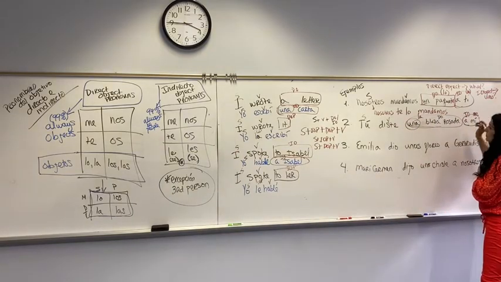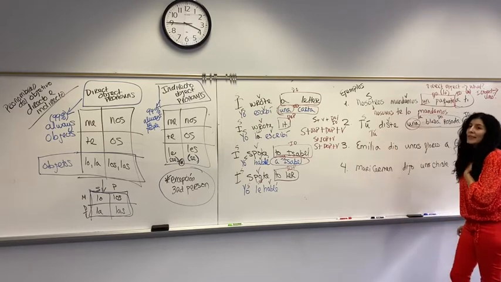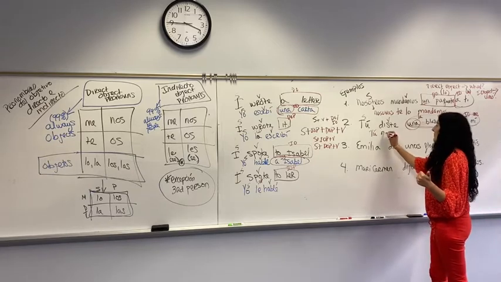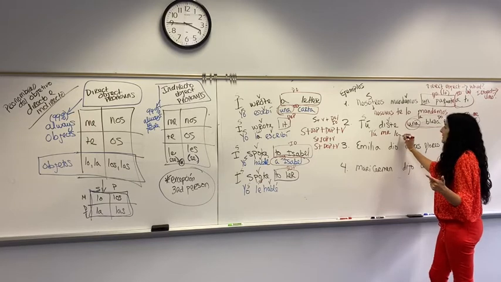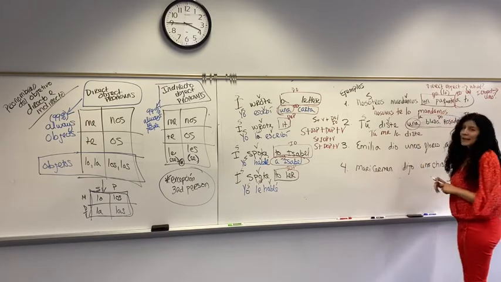So now I got to reorganize, right? First I'm going to write the subject, right? Then I have to write the indirect object pronoun, me, the direct object pronoun, la, and then the verb, diste. Tú me la diste.